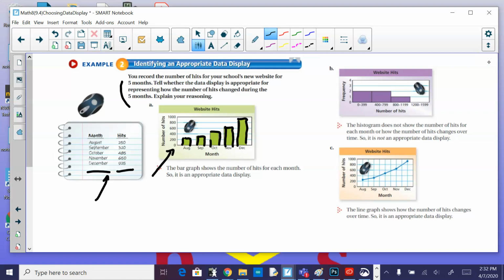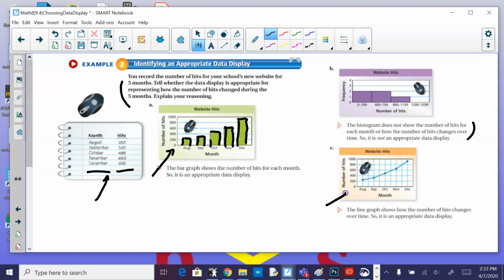Okay, this is a histogram, and what this is showing is it's counting the number of months where we had 0 to 399 hits, and then how many months were 400 to 799 hits, etc. So this is a good data display. It just doesn't show the change over time. So they're saying, that's what they said here, is that it doesn't show the number of hits, how it changes over time. So this is not a good data display for what we need.